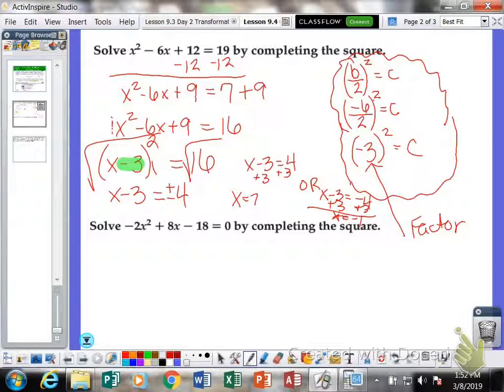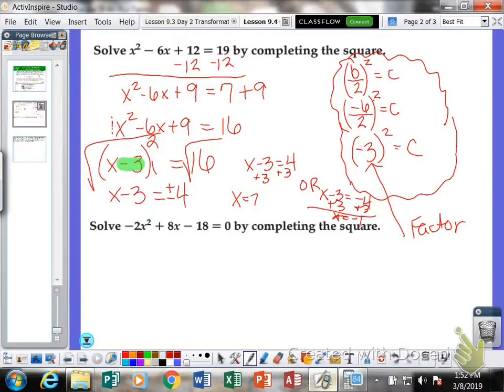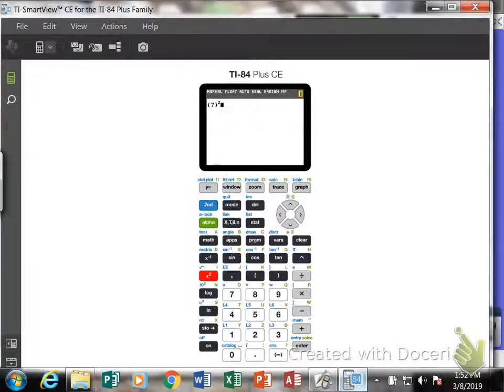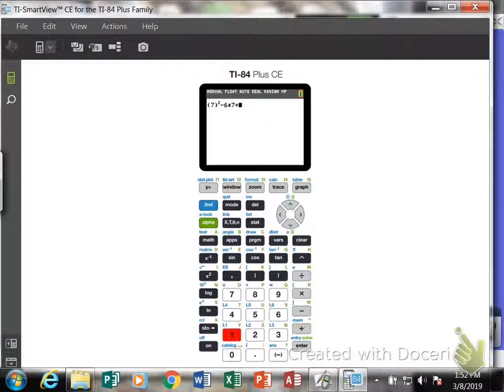And then you can substitute them back in to check it. Let's just check it to be sure. I'm just going to use my calculator here. Let's clear this second mode. And then it was x squared, so let's use 7 first. I'm going to take 7 and square it. So it was x squared minus 6x, so minus 6 times 7, and then it was plus 12. And if I add all that together, I should get 19, and I do.